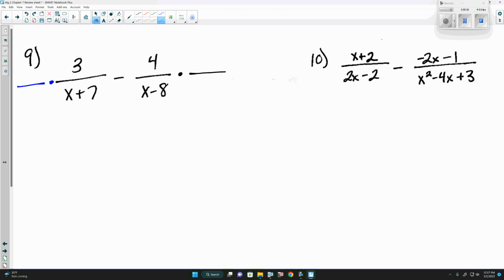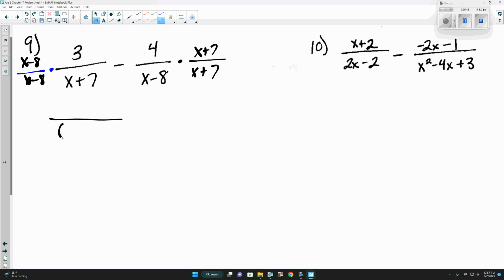So the one on the right, what do we need to do? We need to multiply top and bottom by x plus 7, 7 plus x. And the one on the right needs over x minus 8. Because we need to make the denominators be the same. Now we don't have to multiply x plus 7 and x minus 8 out because it's going to stay the same and we're going to need to factor it anyway, so it's fine there.